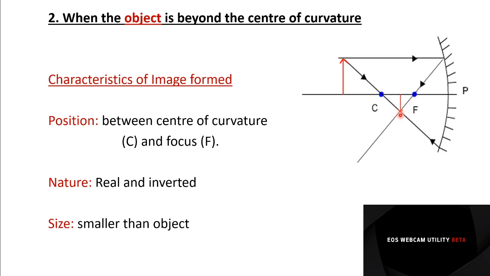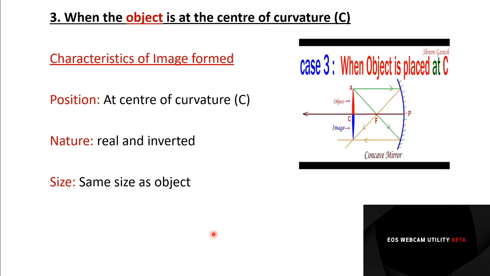Okay. Now we will see the characteristics on those 3 points. First one, position of the image. Where is the image formed? The image comes between C and F. Okay. What is C? C is center of curvature. What is F? F is focus. So it comes between C and F. Don't write near to F or near to C. Just write between. Okay. Then nature, real and inverted. Please don't write only real. Write real and inverted. Okay. Then the size. Look at the size. You can make out it is smaller than the object. So write smaller than object.